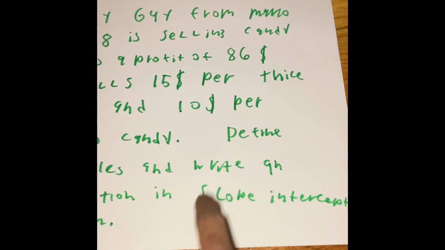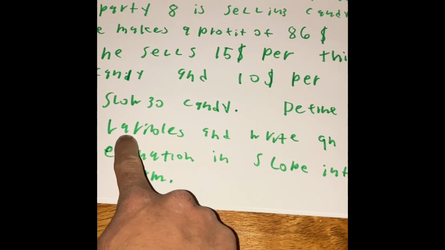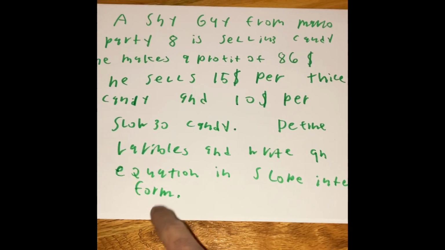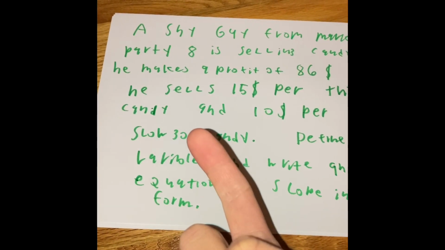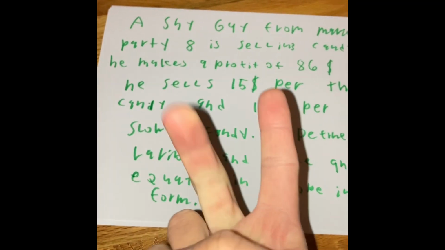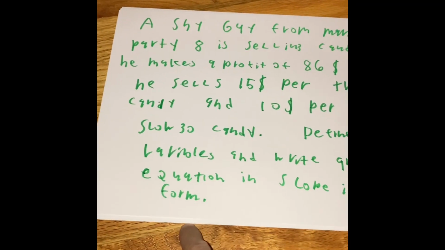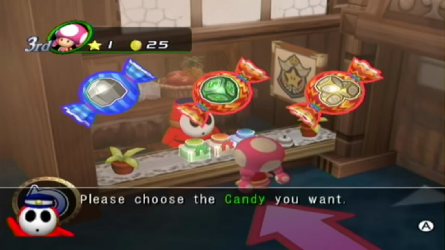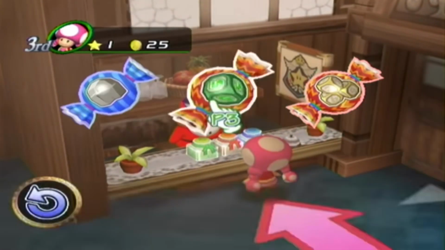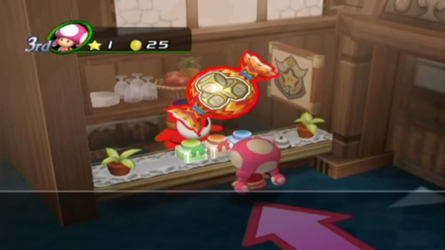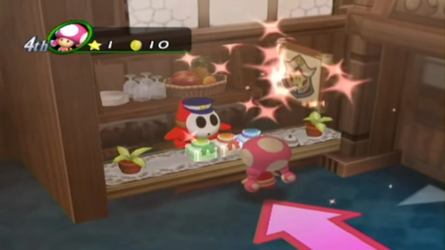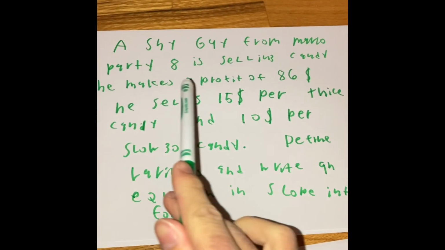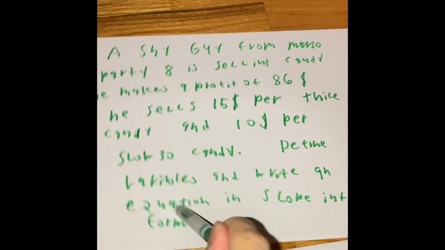So what we're trying to do is define the variables in the story problem and write an equation in slope-intercept form. So we're going to define the variables, what is actually happening, and try to turn it into slope-intercept form. So, let's try and turn this problem from words into numbers as an equation.